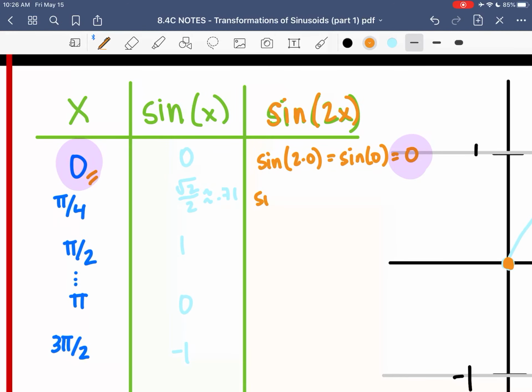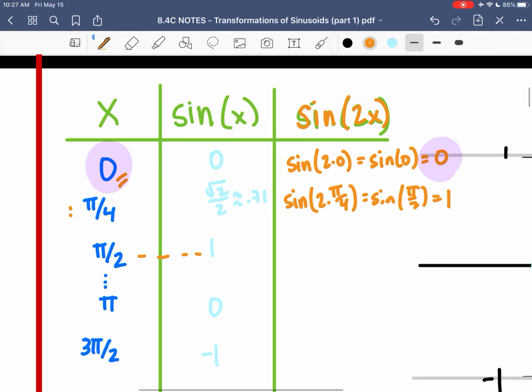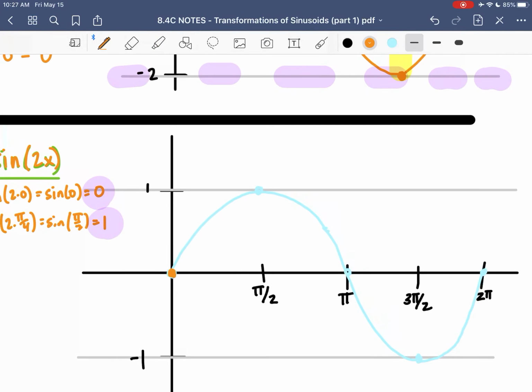Interesting. Okay, but now we're doing sine of 2 times x, and x is pi fourths now. So sine of 2 times pi fourths. Okay, 2 pi fourths, that's 2 quarters. Well, 2 quarters is half. So this is sine of just pi halves. Well, I know what sine of pi halves is. Sine of pi halves is 1. So apparently we have the point on our graph, pi fourths, 1.